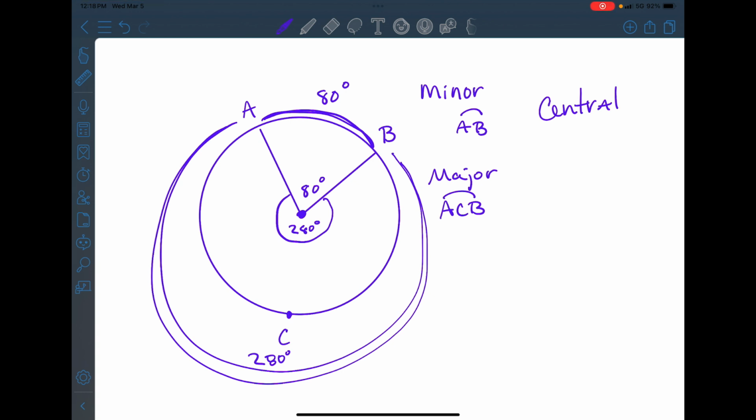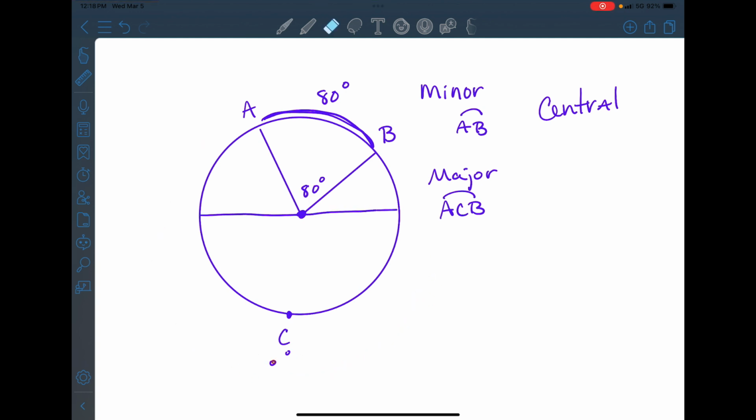Now there is another arc called a semicircle, and it is made with a diameter. Remember, a diameter goes from circle to circle, and it goes through the middle of the circle, the center of the circle. And it's 180 degrees. So if this is 180 degrees, so is this. And it is also named with three letters, and this would be ECF or FCE, either one of those. So that is a central angle.